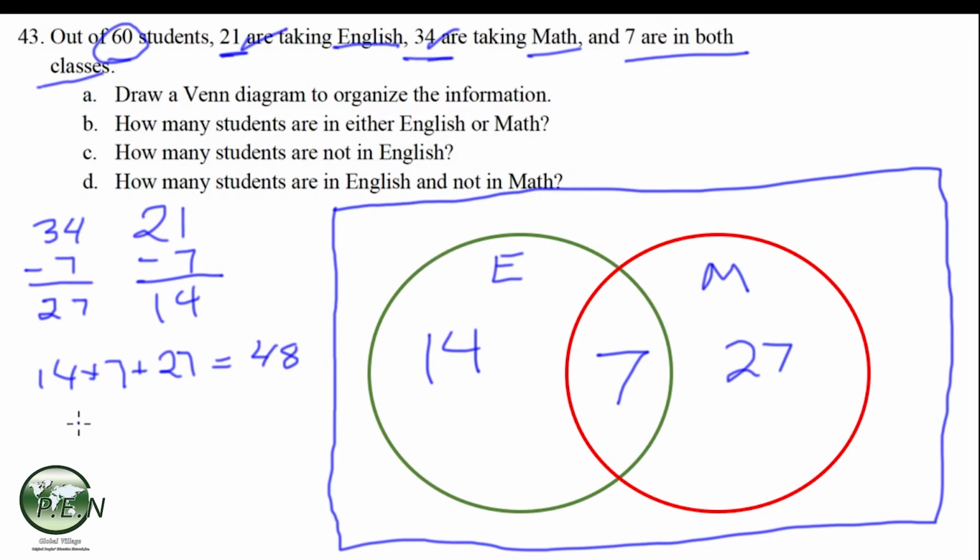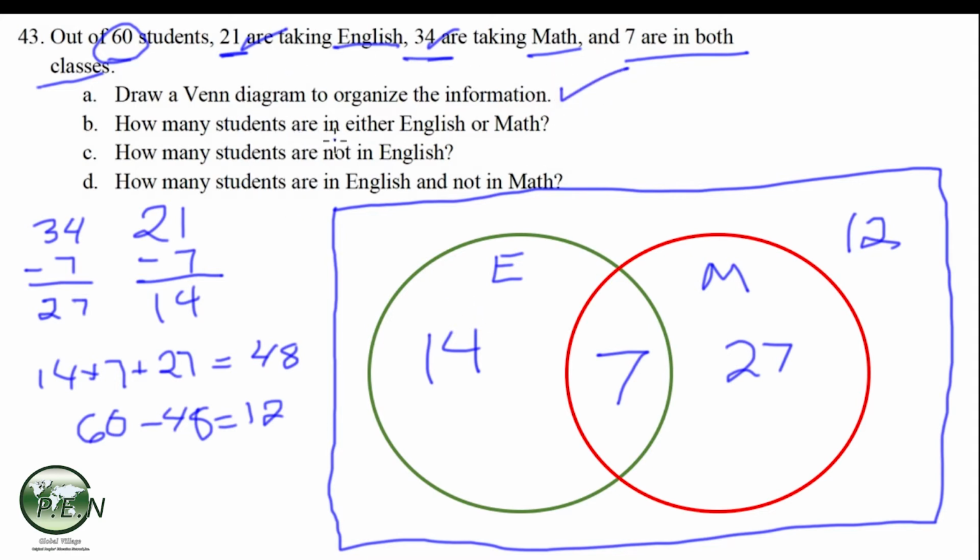So what we're going to do is take the 60 that we have, subtract the 48 that we've accounted for, and find that there are still 12 students left. So those 12 students must not be taking either English or math. So now we've got everything accounted for. Let's see if we can answer the questions. Draw a Venn diagram. Well, yeah, that's what we did.